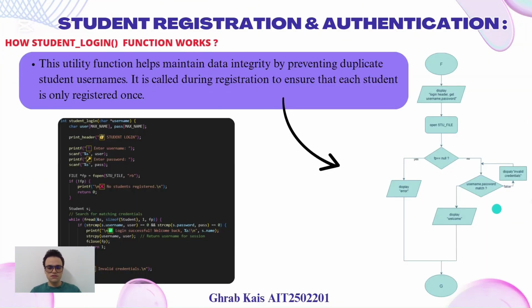Next is the student login function. After registration, students use this function to log in. It asks for the username and password, opens the student.date file and checks if the entered credentials match any stored record. If a match is found, the system logs them in and stores their username for the session. If not, it returns an error message. So this function makes sure that only valid users can access the voting system.